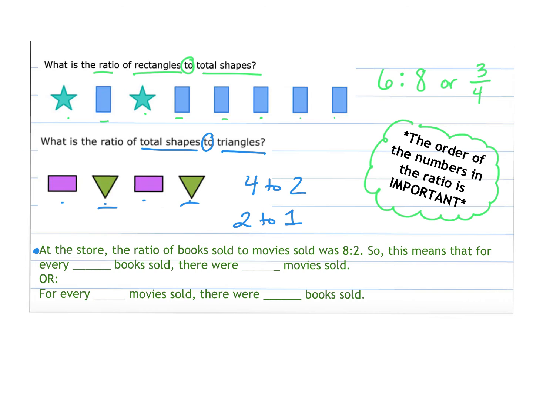At the store, the ratio of books sold to movies sold was 8 to 2. So this means that for every what? How many books were sold? We do our first number because that was the first one in the statement. 8 books were sold, there were 2 movies sold. Or you could simplify that, right? For every 4 books sold, there was 1 movie sold. And then reversing it, notice the movies, for every 1, there were 4 books. So paying attention to which number represents which.